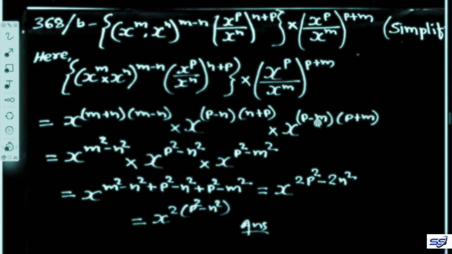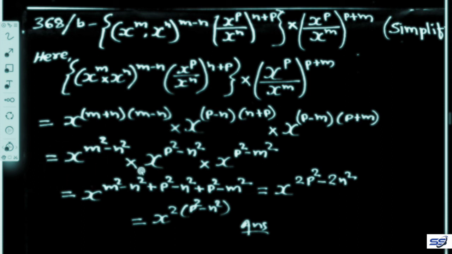Now here x has two powers, and both powers shall be multiplied. Here also both powers shall be multiplied, and the same thing here. When multiplying, it comes m square minus n square, as per the formula a square minus b square. Here also p square minus n square, and here x to the power p square minus m square. So here comes x to the power m square minus n square into x to the power p square minus n square into x to the power p square minus m square.